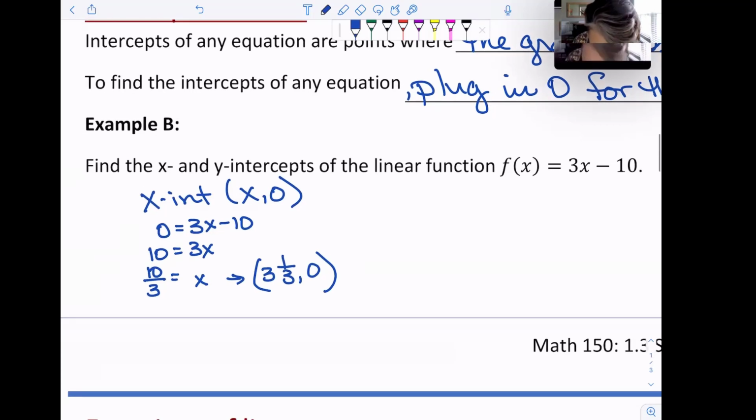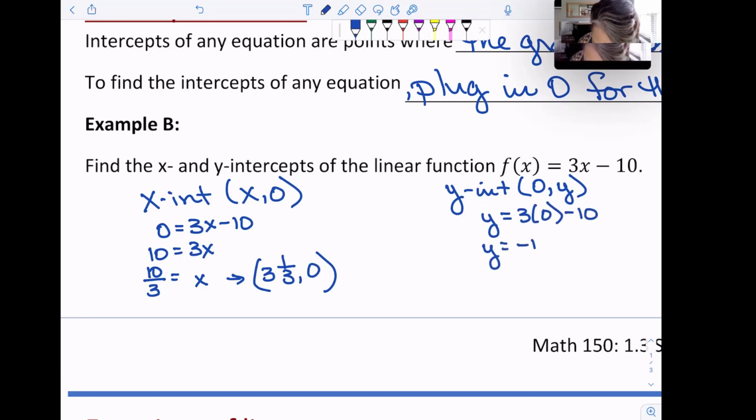Now to find the y-intercept, our x value is going to be 0, and we have to find what the y would be. In that particular function, we have y equals 3 times 0 minus 10, which gives us negative 10. We kind of knew that because this is in slope-intercept form, where 3 is our slope and negative 10 is the y-coordinate of our y-intercept. So we get the y-intercept (0, -10). You just plug in 0 for the other variable.